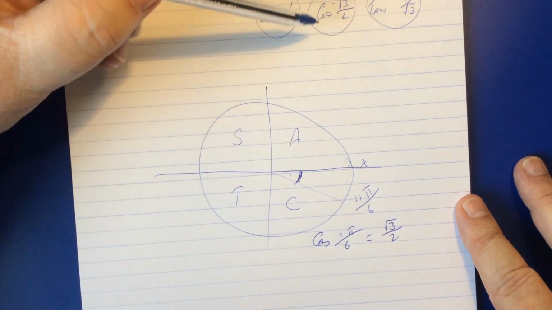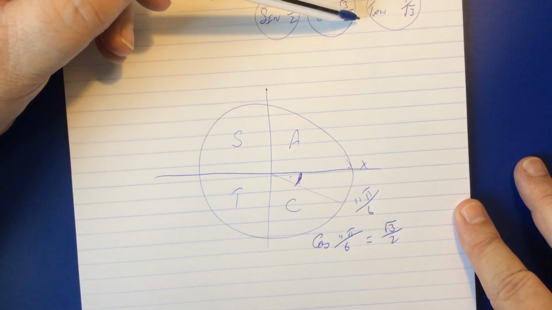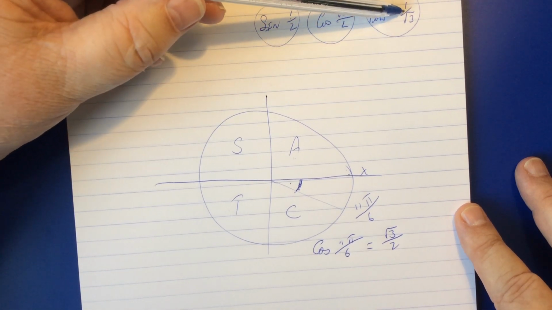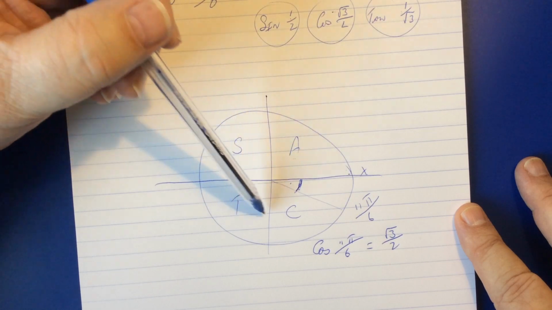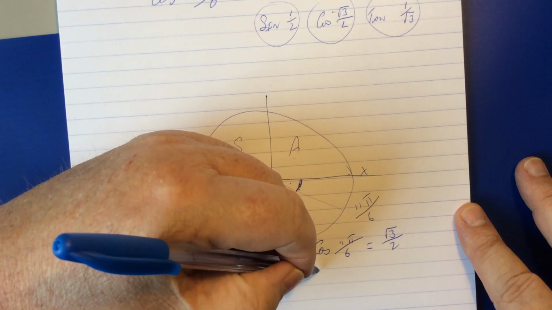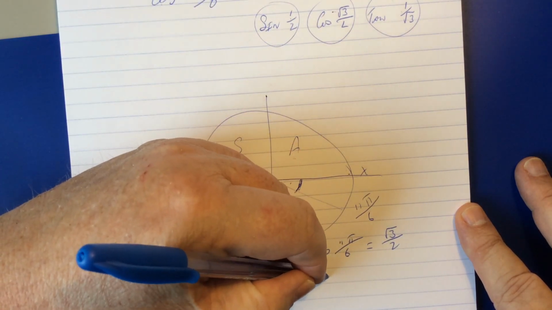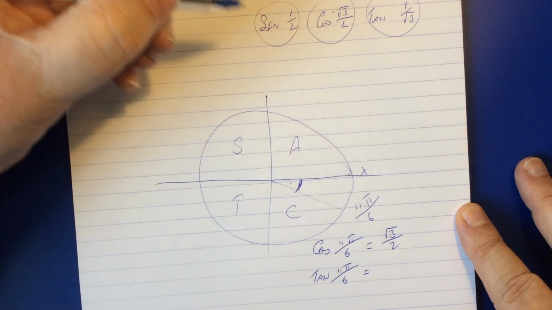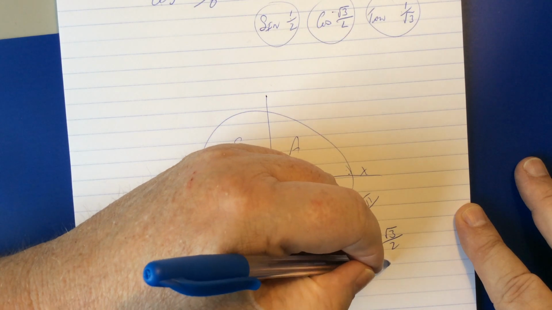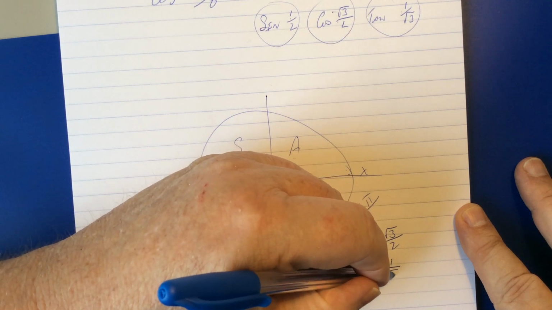Now, the tangent of pi on 6 we worked out was 1 on root 3. Tangents are negative here, so the tangent of 11 pi on 6 is going to equal negative 1 on root 3.